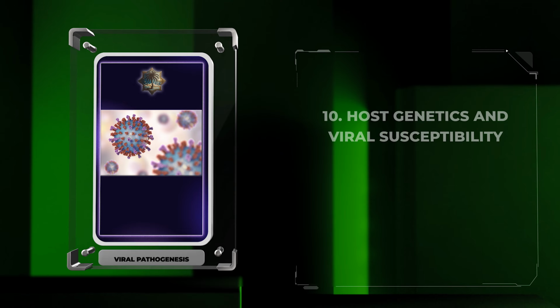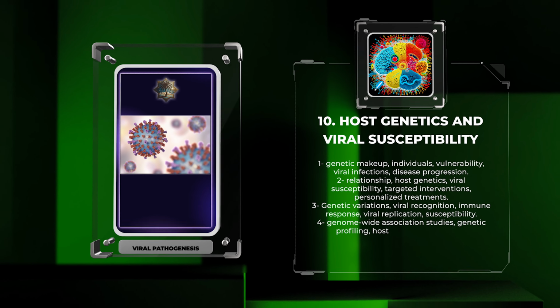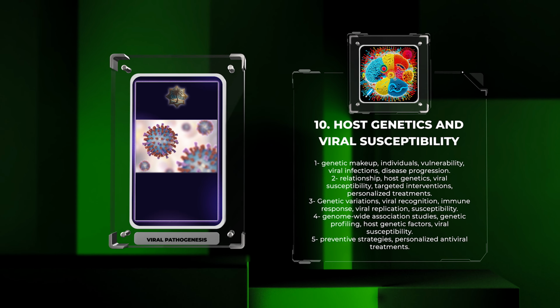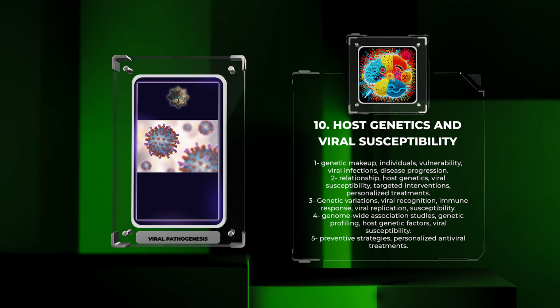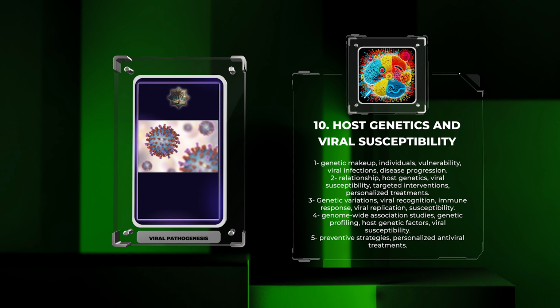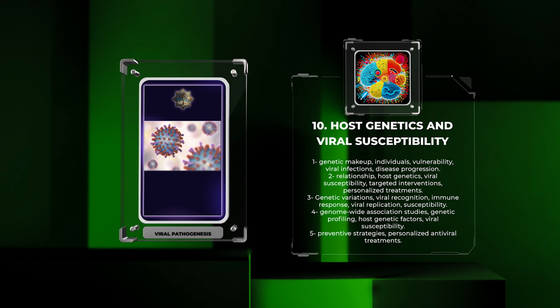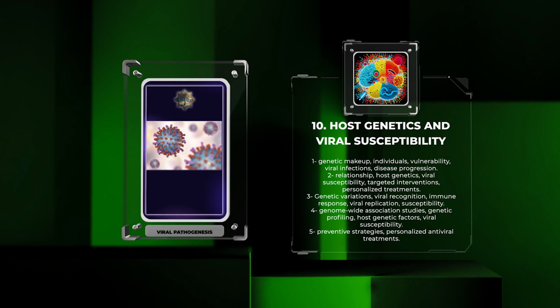The genetic makeup of individuals plays a crucial role in determining their vulnerability to viral infections and the subsequent progression of the disease. By studying the relationship between host genetics and viral susceptibility, we can develop targeted interventions and personalized treatments. Genetic variations in genes involved in viral recognition, immune response, and viral replication can impact susceptibility. Research using genome-wide association studies and genetic profiling has identified several host genetic factors associated with viral susceptibility, leading to the development of novel preventive strategies and personalized antiviral treatments.